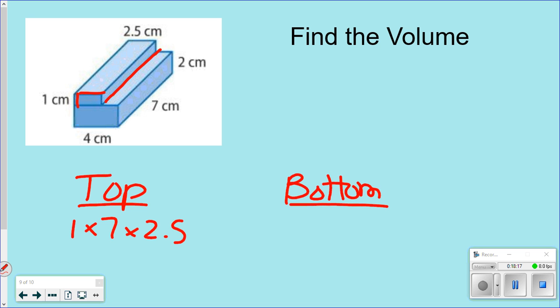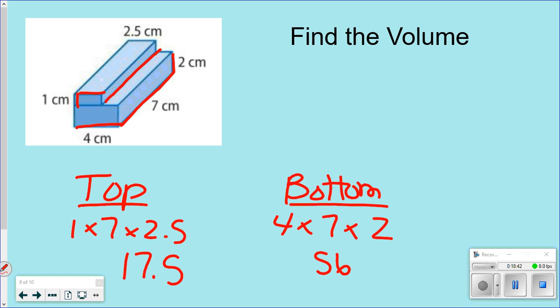Let's see. 3, 5, 3. Is it 13.5 or something? No, it's going to be higher than that. 17. Bottom one would be 4, and 7, and 2. Let's see, 28 times 2, 56. Add those two together.